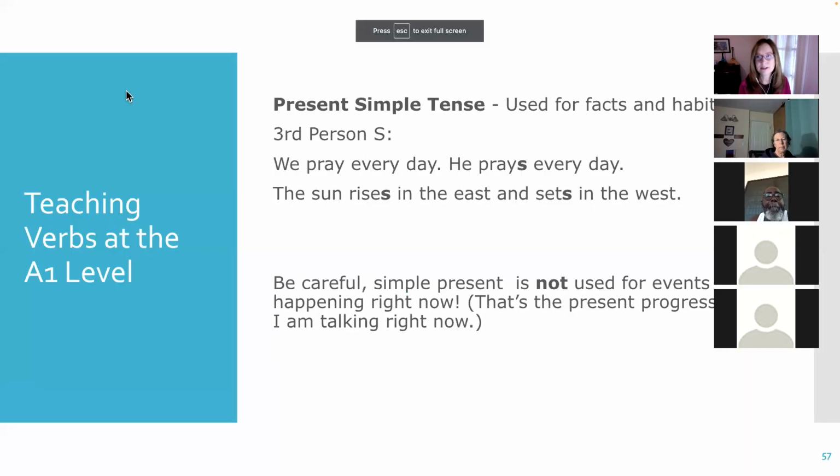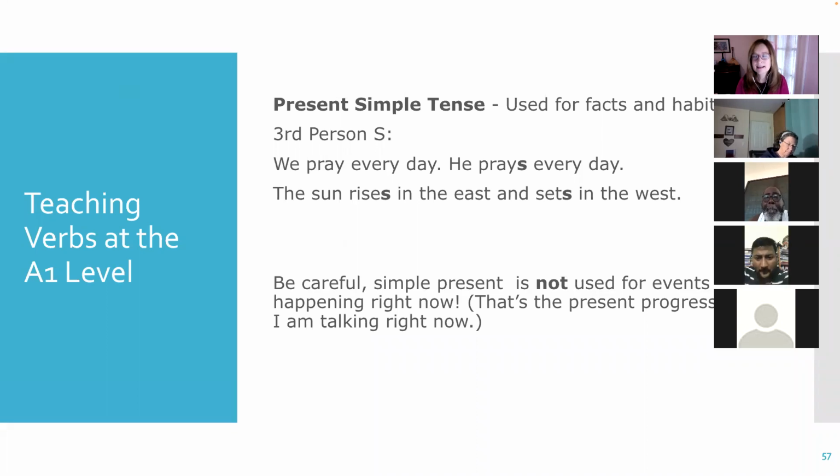We are going to be talking again about teaching verbs at the beginning level and go a little bit more in depth with the present simple tense, showing you how we can teach these verbs using Bible verses. The present simple tense, or sometimes we call it the simple present tense, is the verb tense that we use in English for facts and habits, things that are routines that we do all the time, and things that are always true, like facts.